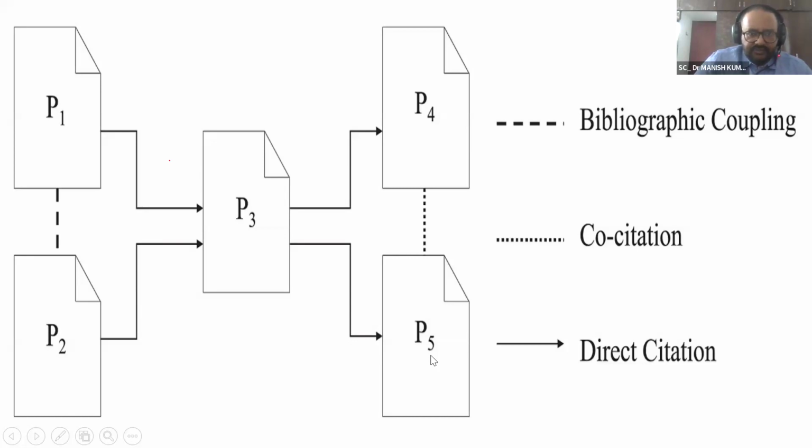You can see in the figure that P4 and P5 are co-cited, because they have cited P3. Now P1 and P2 are bibliographically coupled. Why? Because they both have cited the same paper. With that pictorial representation, we can see the difference between these terms.